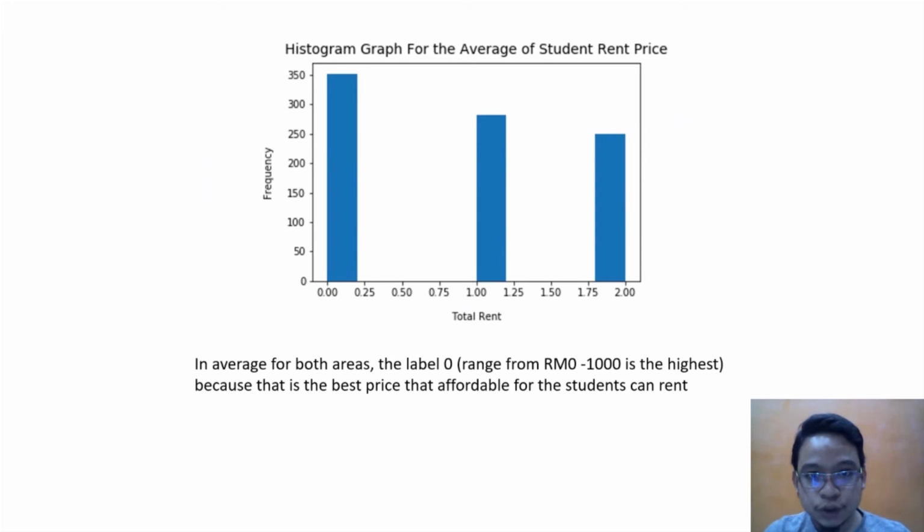The graph shows the average of student rent price. Actually, the highest range of price is between 0 to 1,000 ringgit, because this is the best and affordable price for the student rent. The graph before this also shows the factors why the range is almost from 0 to 1,000 ringgit. That's all. Thank you.